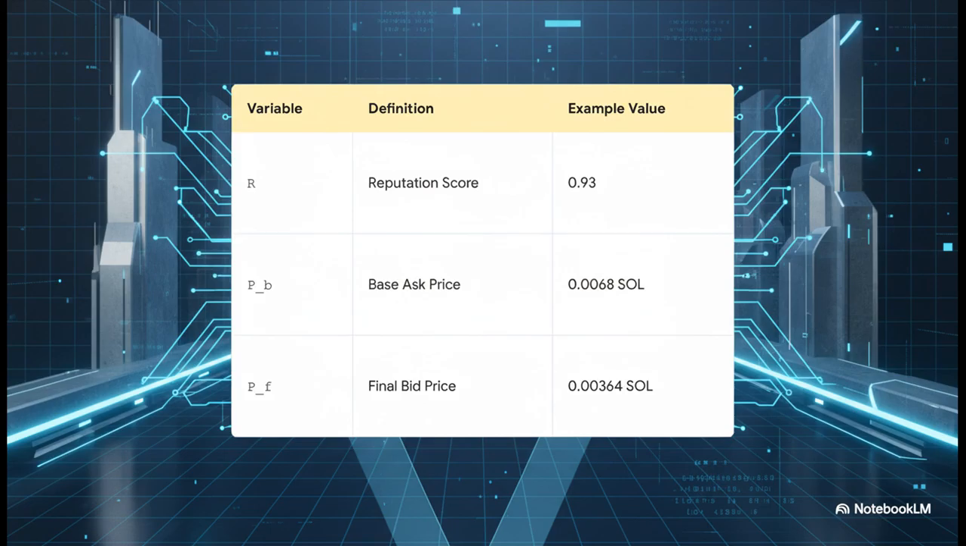And if we look at the table, we can see exactly how this plays out. You have the base price, P sub B, which is just under 0.007 SOL. But the variable that changes everything is R, the reputation score. With a really high score, like 0.93, the formula spits out a final bid price, P sub F, that's almost half the original ask. The takeaway here is huge. In this economy, a good reputation isn't just a nice-to-have. It has real, tangible economic value.